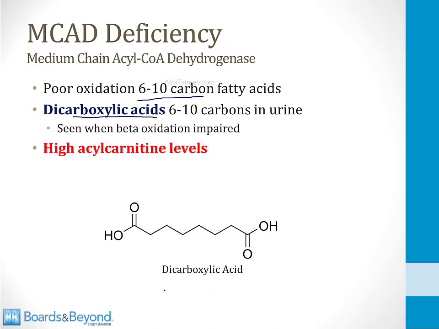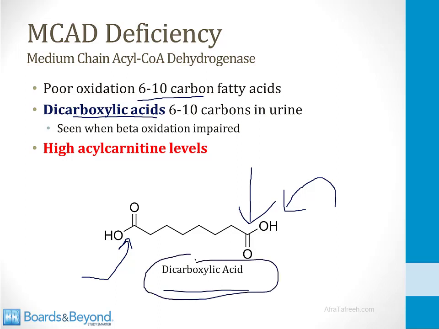This is the structure of a dicarboxylic acid shown at the bottom of the screen here. Fatty acids normally have a carboxylic acid group at only one end. A dicarboxylic acid has a carboxylic acid group at the other end as well. The reason this happens is because anytime beta oxidation is impaired, an alternate metabolic pathway called omega oxidation will occur, and that leads to the addition of a carboxylic acid group to the other end of the hydrocarbon. The result is formation of dicarboxylic acids. These are a sign that beta oxidation is impaired.